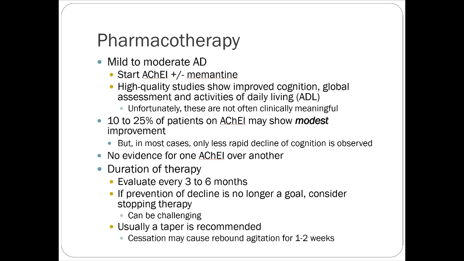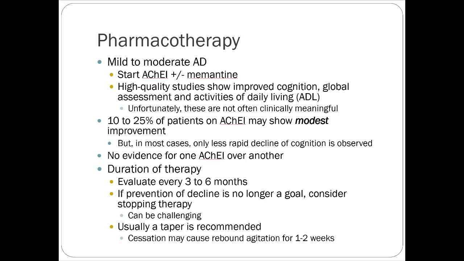All right, pharmacotherapy. Mild to moderate Alzheimer's disease, start acetylcholinesterase inhibitor plus or minus memantine. High study qualities show improved cognition, global assessment, and activities of daily living. Unfortunately, these aren't super clinically meaningful. Yes, statistically they might be better, but as far as the actual impact on the average patient, probably not going to be very substantial. So despite there being some okay evidence for these, the clinical impact ultimately leaves a lot to be desired.